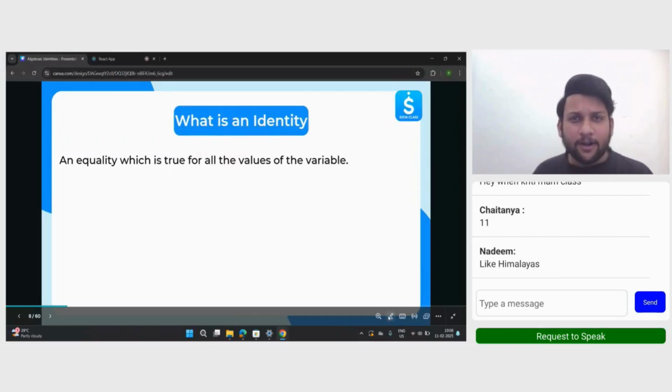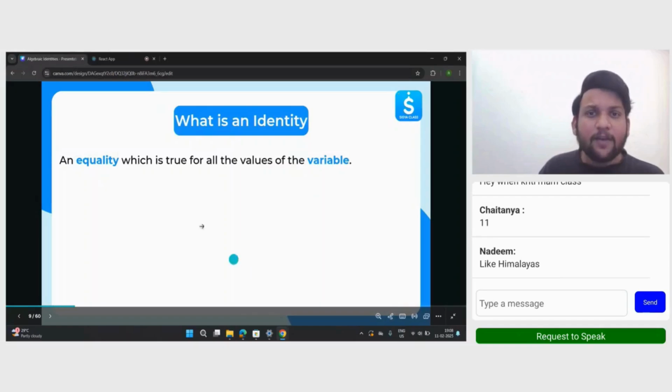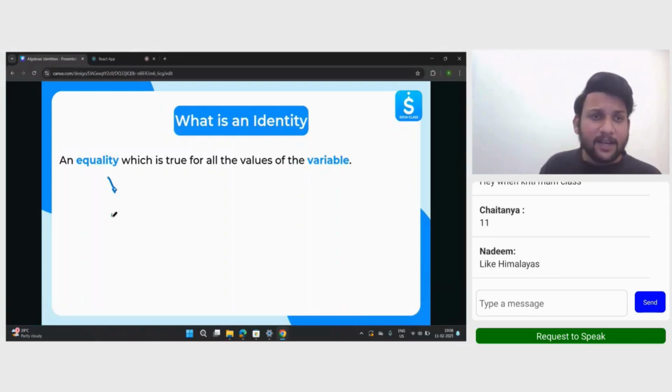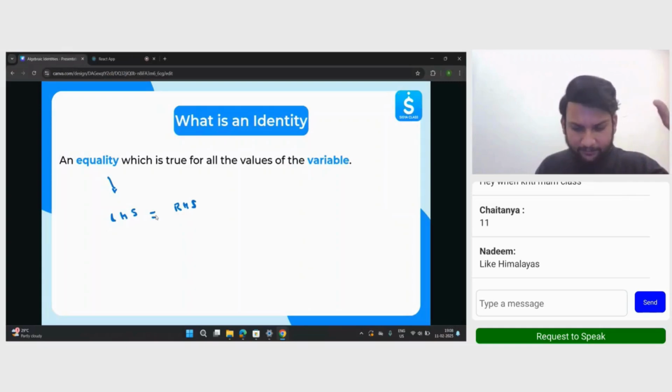If you read the definition on the screen, an equality, emphasize the word I'm saying, an equality which is true for all the values of the variable. The point to be noted here is, first of all, equality. What do you mean by equality? The equality means an equation. If I have something, let's take LHS, and something else, let's take RHS, and they are equal to each other, that becomes an equality. Okay, equality done. Great. An equality which is true for all the values of the variable.